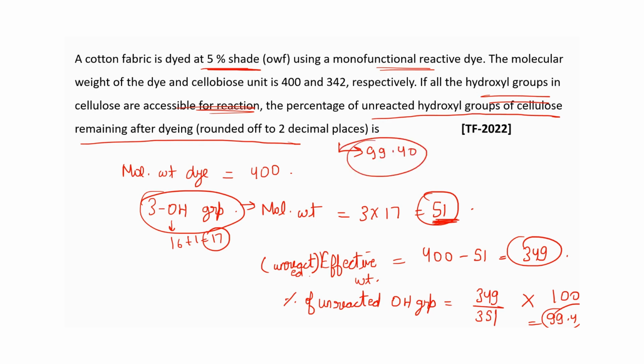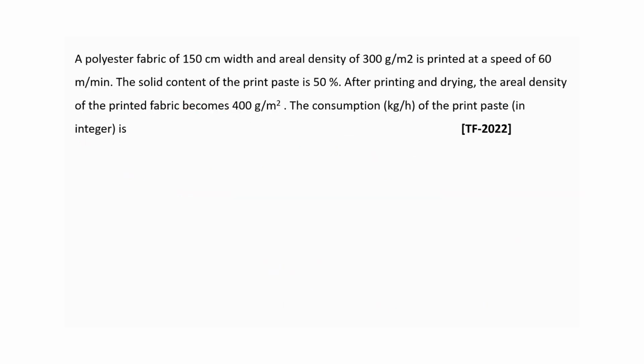Now coming on to the next question. A polyester fabric of 150 centimeter width and areal density of 300 gram per meter square is printed at the speed of 60 meter per minute. The solid content of the print paste is 50%. After printing and drying, the areal density of the printed fabric becomes 400 gram per meter square. The consumption in kg per hour of the print paste in integer is.